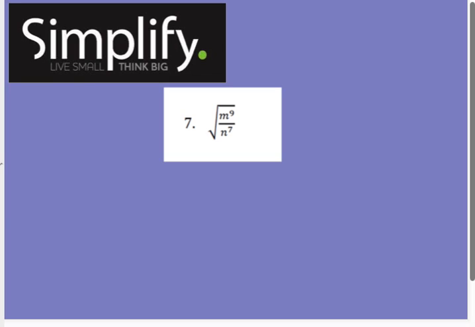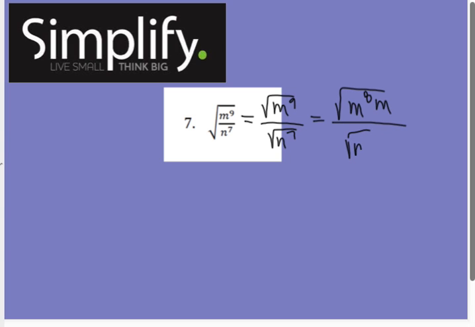Let's go ahead and look at 7. I have m to the 9th. So I have the square root of m to the 9th all over the square root of n to the 7th. So I'm just going to simplify this one first. I'm going to break it down to this is square root of m to the 8th times m over n to the 6th times n. This will give me m to the 8th. The square root of m to the 8th will give me m to the 4th, square root of m, all over n to the 3rd, square root of n.